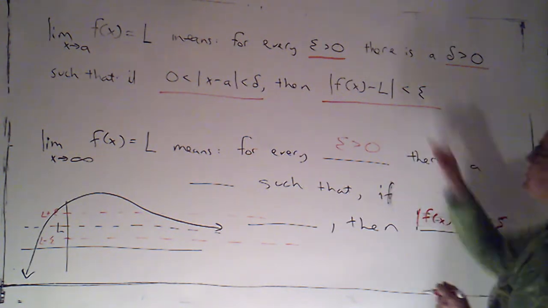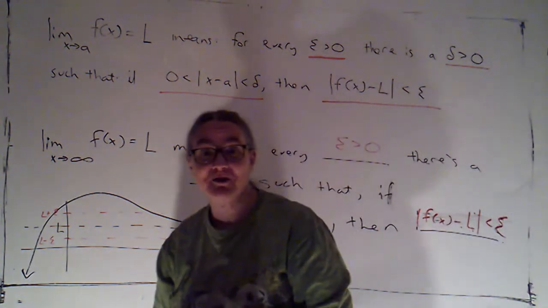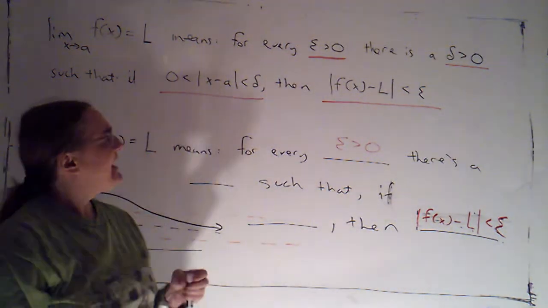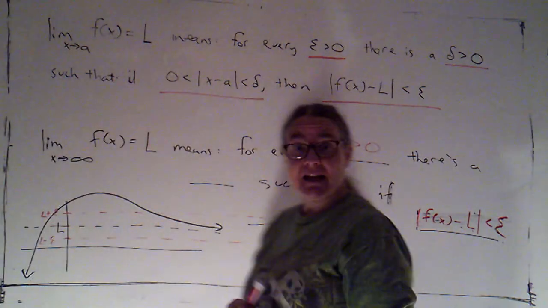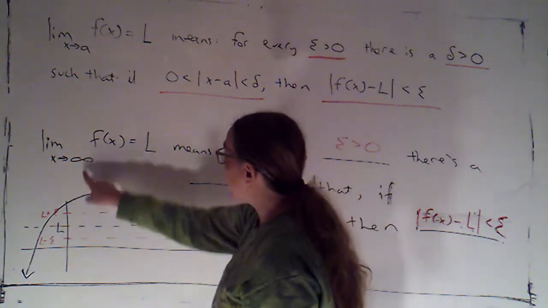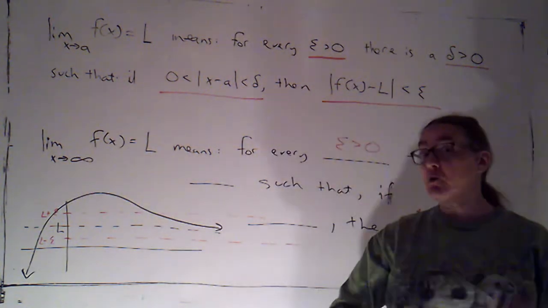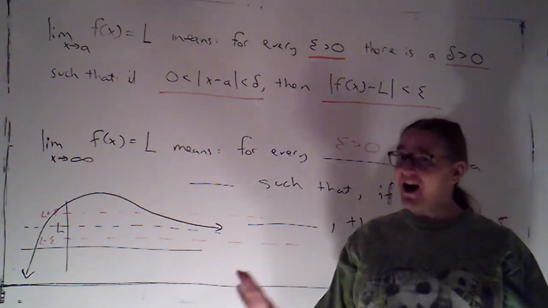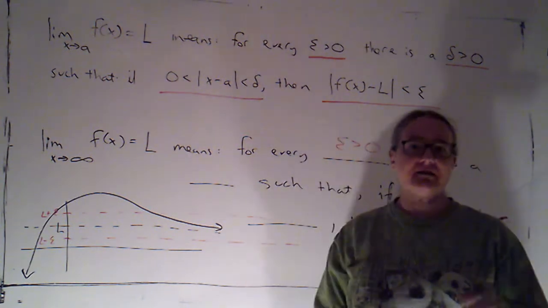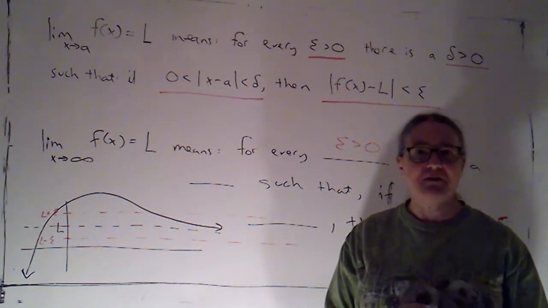Okay, so the two blanks that talk about our y values are exactly the same. Now, the x values, that's going to be different because now x is going off to infinity. And you can't get close to infinity. So we're not going to have a standard of closeness for how close x gets to infinity.